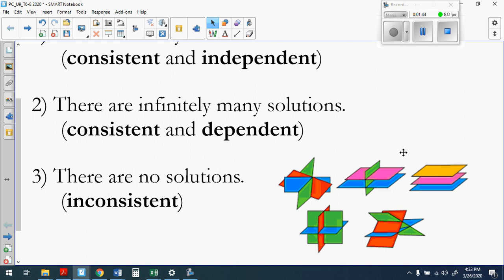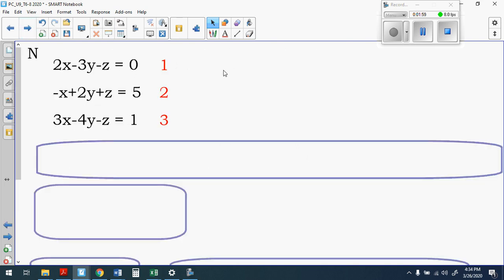No solution would be that there is no point or set of points that falls on all 3 planes, which would be these 3 situations here. Some of the planes might intersect, but not all 3. Okay, so in this example, I'm just going to show you how no solution would happen, basically how you know there's no solution.